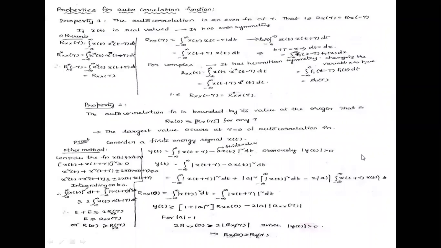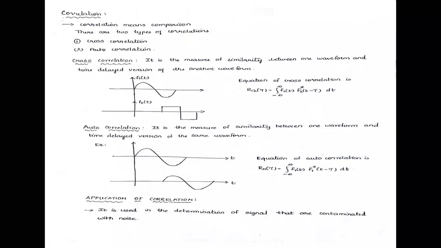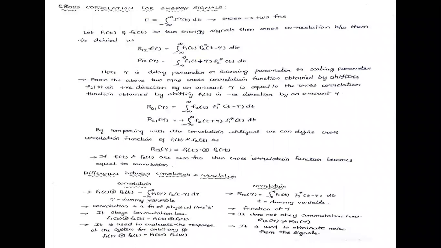Some other properties we have here are the properties of the autocorrelation function, which we have already seen. And these are other properties, and the difference between the cross correlation for the energy signals. And this is also one of the properties.